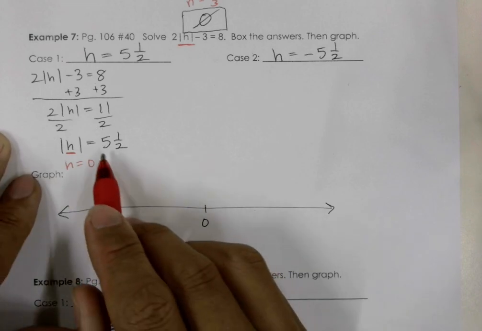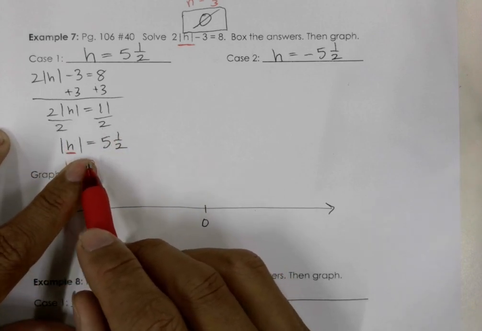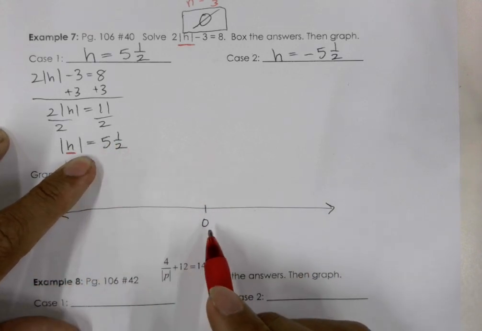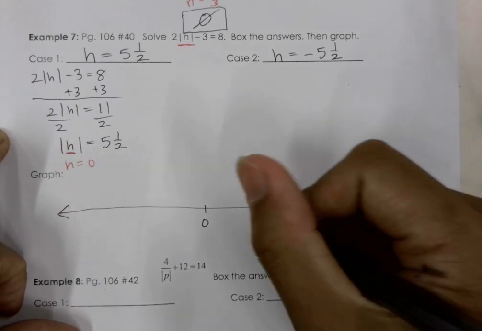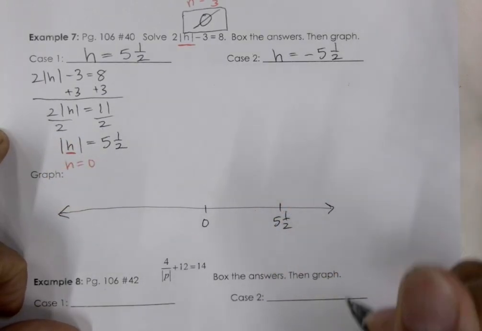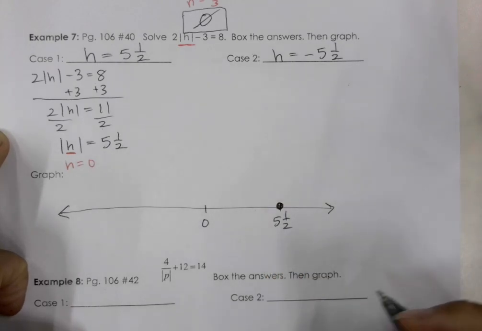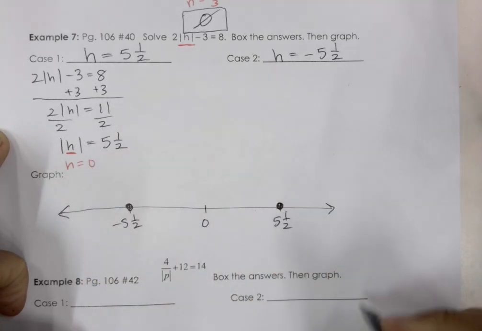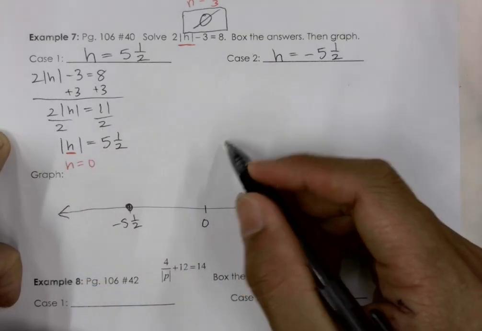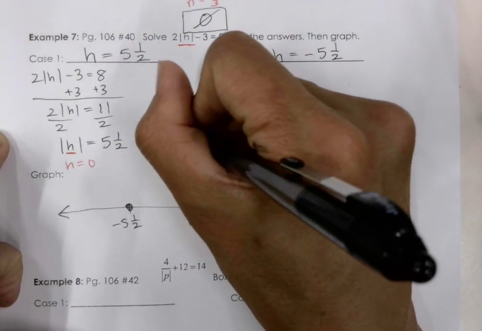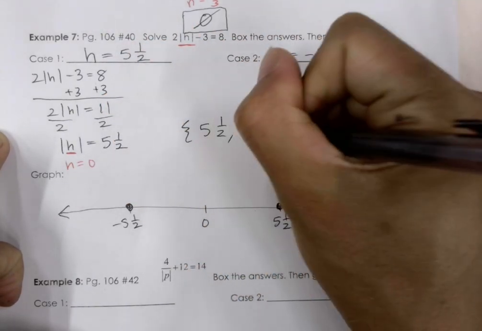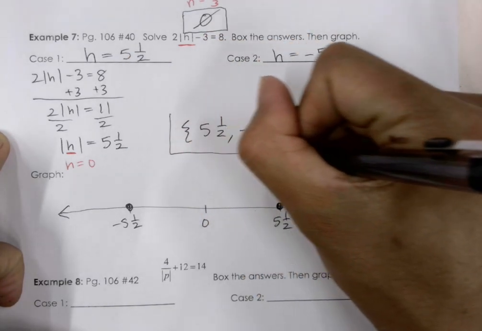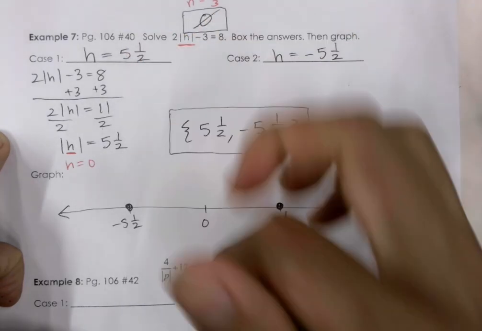Okay. So this equation here is asking which point on the number line is 5.5 units away from 0. And so we know that it's 5.5 on one end. And we also know that it's negative 5.5 on the other end. Okay. So what is our answer here? It is the set 5.5 and negative 5.5. So let's box the answer. And we have shown our graph.